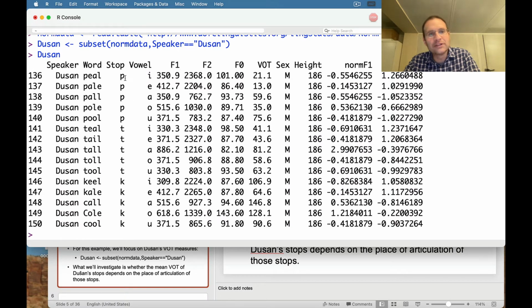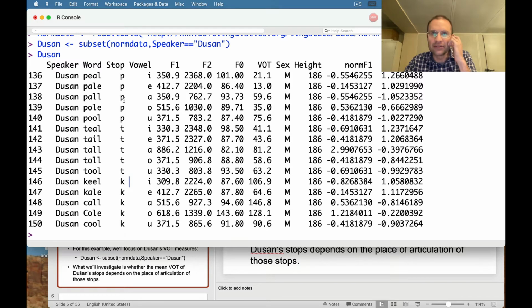And I will point out once again that we're looking at one factor here. This is the independent factor, or independent measure. It's called stop. This is the dependent measure of VOT. We want to see how VOT may or may not depend on stop, place of articulation. And then stop itself has three different levels in it because there are three different types of stops. So P, T, and K.